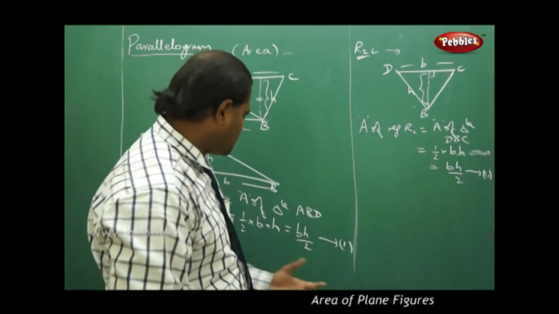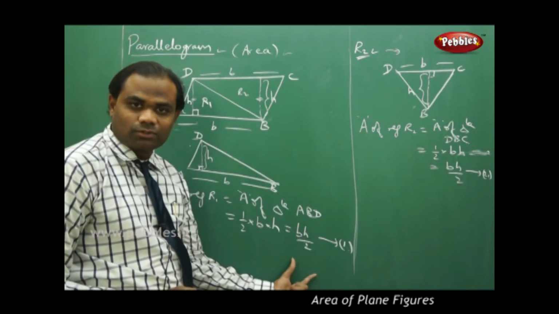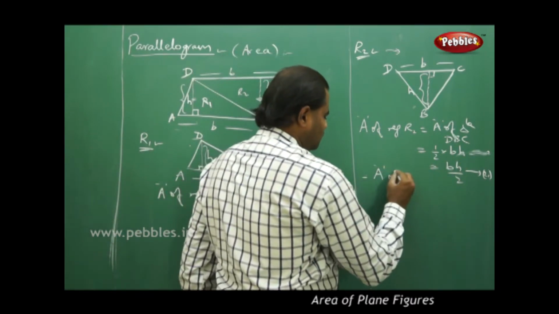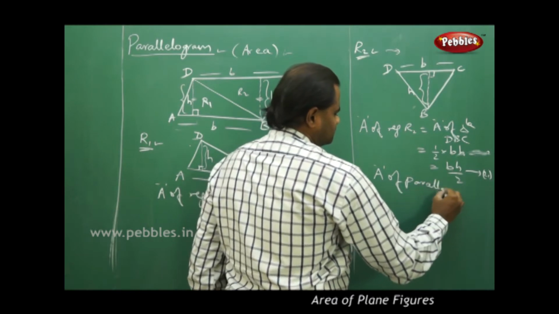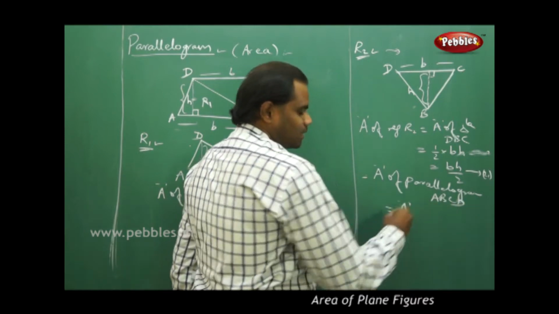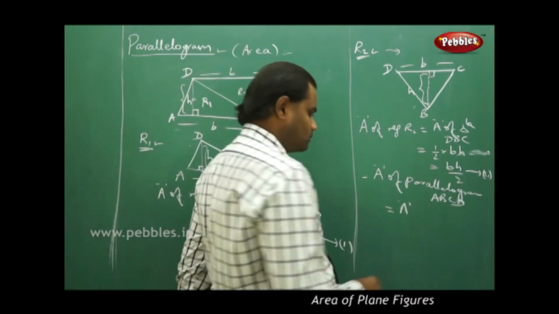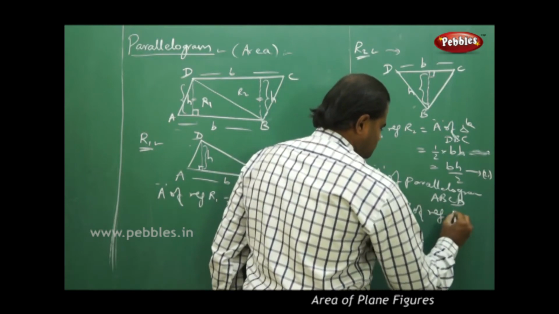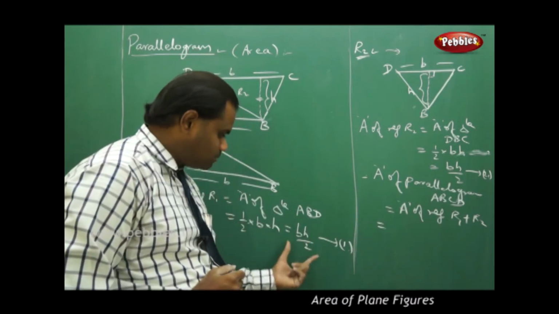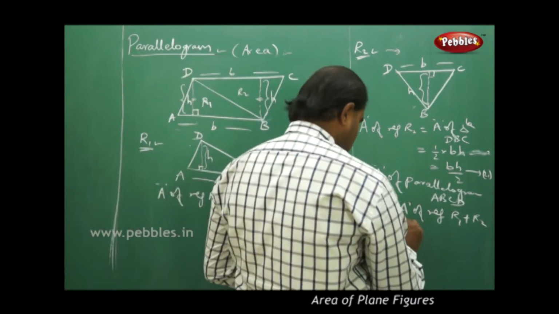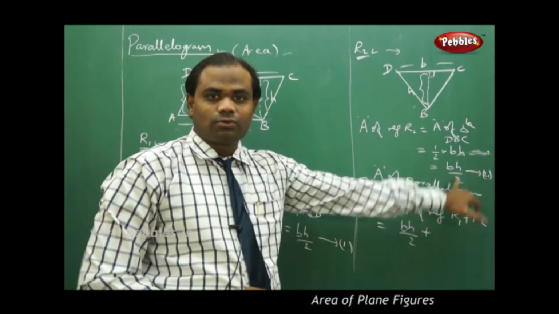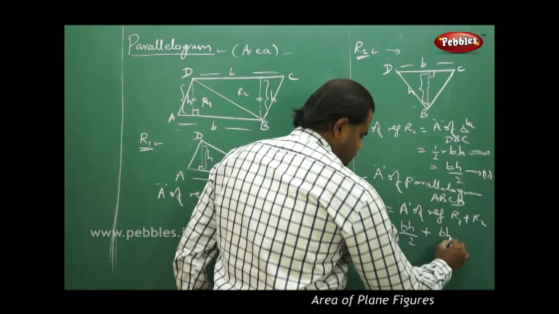Now, as I see here, I get area of region R1 as BH over 2 and area of region R2 as BH over 2. Therefore, area of parallelogram ABCD is nothing but area of region R1 plus R2. But I already have area of region R1, which is calculated to be BH over 2, as can be seen from equation 1. So I have BH over 2 plus area of region R2, which is also obtained from equation 2 as BH over 2.